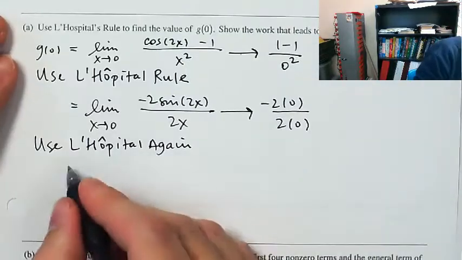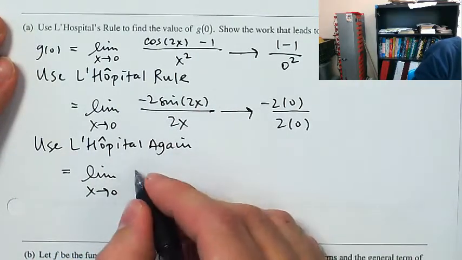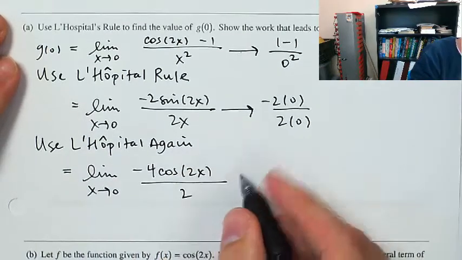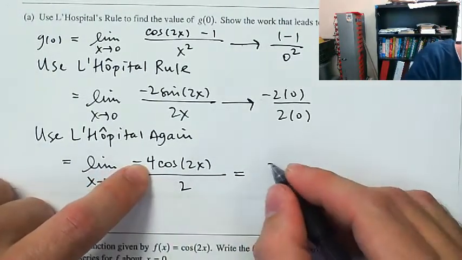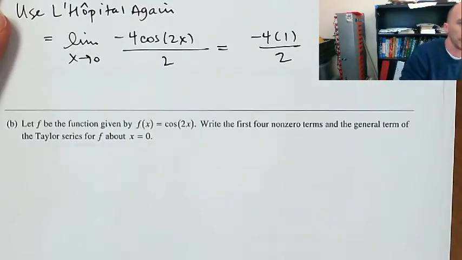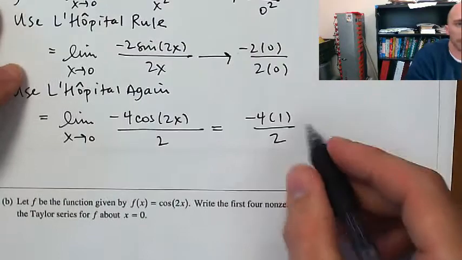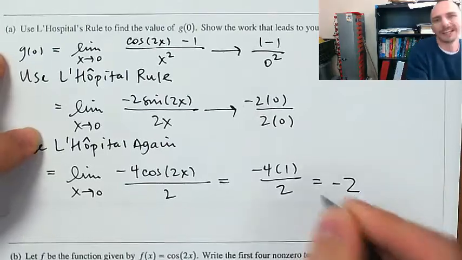Okay. And then I'm going to say that this is equal to the limit as x approaches 0 of the derivative of this, which would be negative 4 cosine 2x, when I apply the chain rule, divided by 2. And now this limit is going to be equal to negative 4 times 1, because cosine of 0 is 1, divided by 2. And I'm going to walk away. Oh, well, no. Hold on. Let's see what they're going with. Okay, yeah, because we're going to use the Taylor series for g eventually, I'm going to call that negative 2, because I'm going to need that.